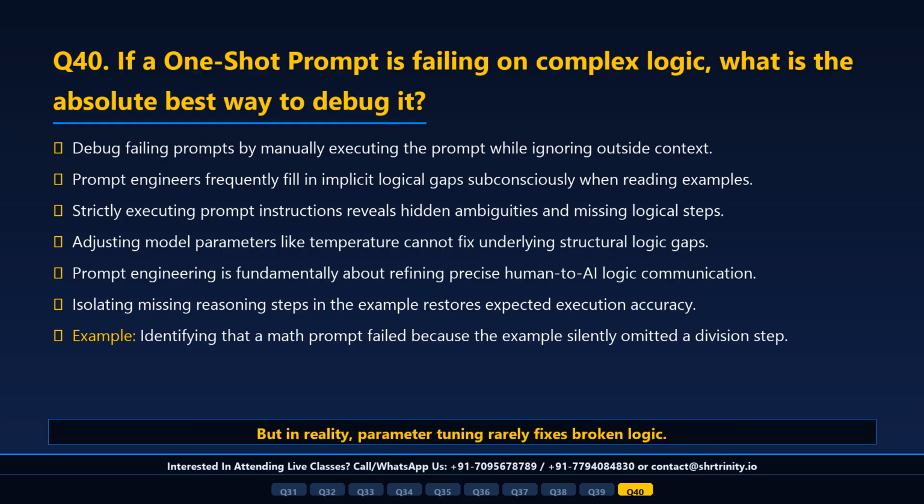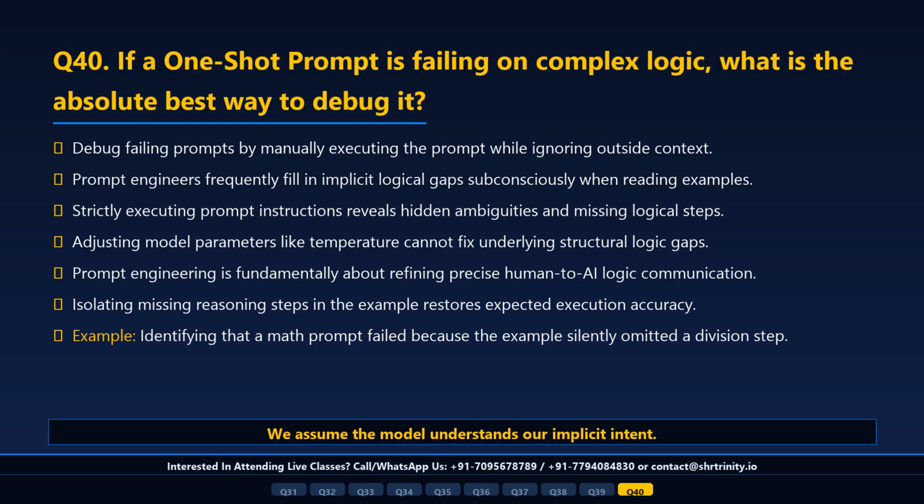The single best way to debug a failing prompt is to perform a manual execution test. As our summary points detail, humans possess a strong cognitive bias. When we write a prompt example, our brains subconsciously fill in logical gaps that aren't actually written on the page. We assume the model understands our implicit intent. To debug this, you must read the prompt strictly as written, acting like a literal interpreter with zero outside knowledge. If a step isn't explicitly shown in your one-shot example, assume the model doesn't know it exists.